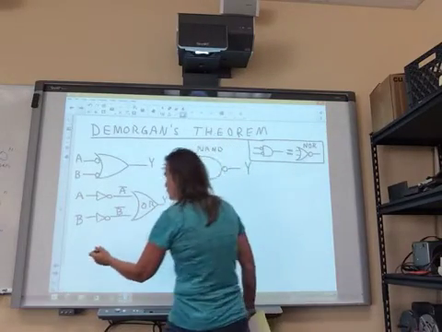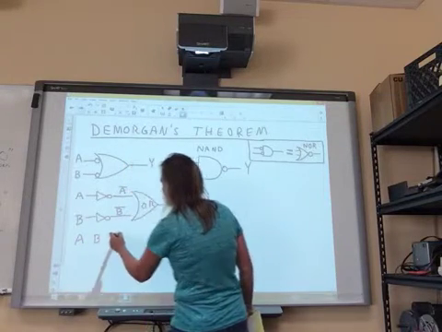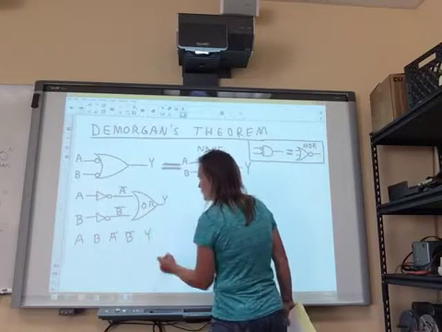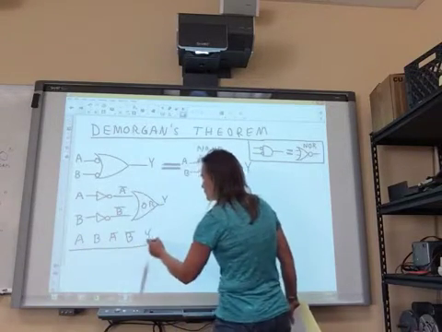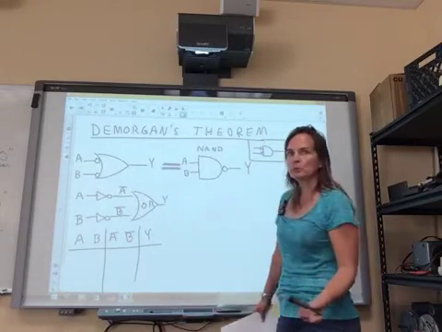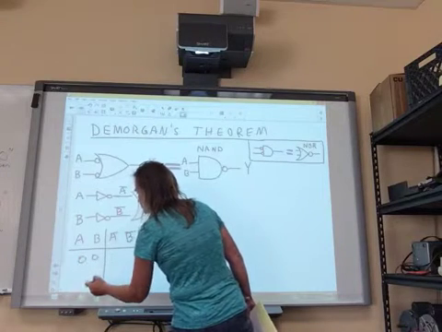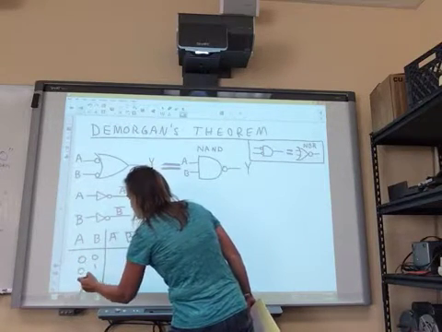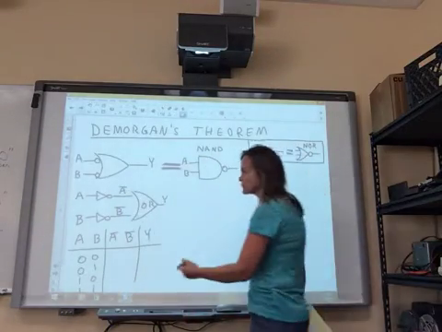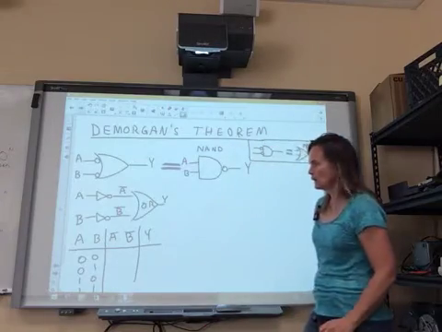So let's make a truth table for this. We'll have an A, B, we'll have a not A, a not B, and we'll have an output of Y. And we'll see what the result will be. There are two inputs, so there's going to be a possibility of four outputs. A and B could both be 0, one could be 1, the other could be 1, or they could both be high.